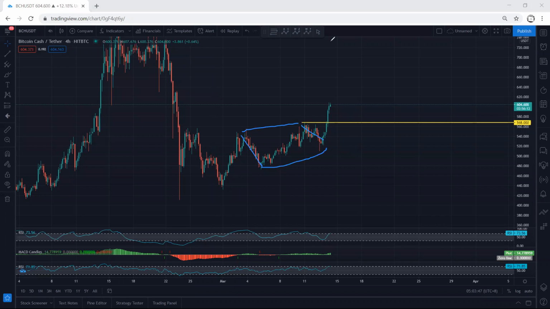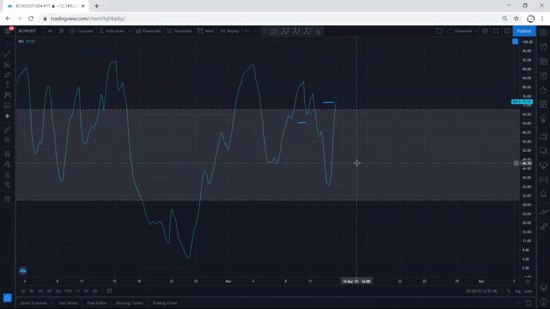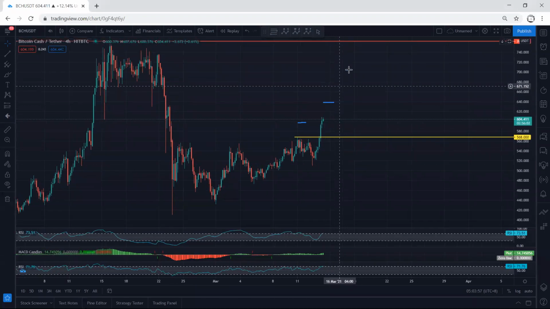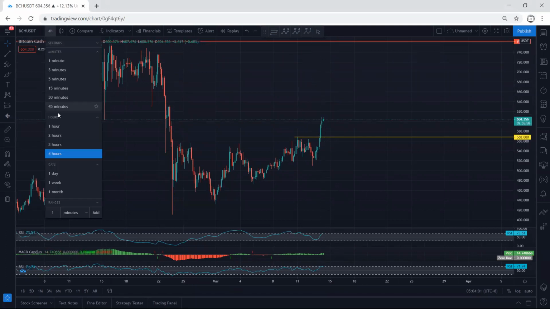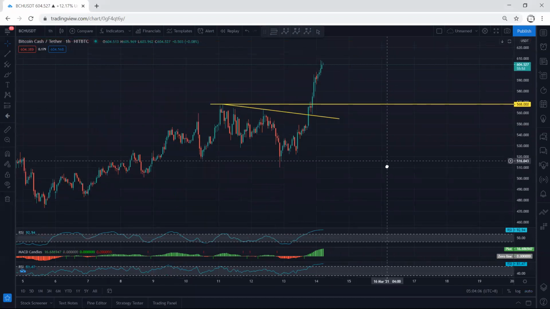One thing I need to highlight here, if we put this one in relative to this, MACD doesn't show anything, but this one shows a divergence. That means we should be aware we may get the correction. I don't want to say we're going to get the reversal. We expect to get the correction.